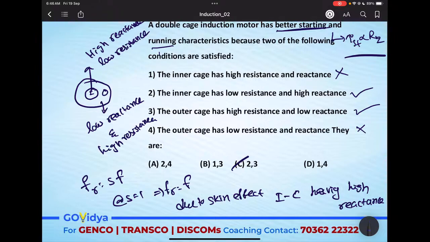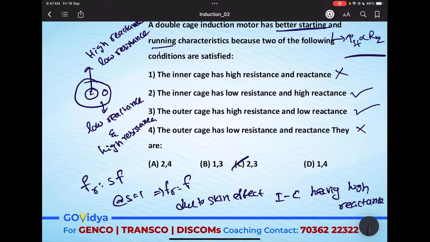Okay, questions 2 and 3. Just remember the basic concept of designing a double cage induction motor. At the time of running, we need high resistance. In power systems you might have already studied that the current will flow only on the surface of the conductor, and inside, high reactance will be formed due to the skin effect. The same concept is applicable here also.